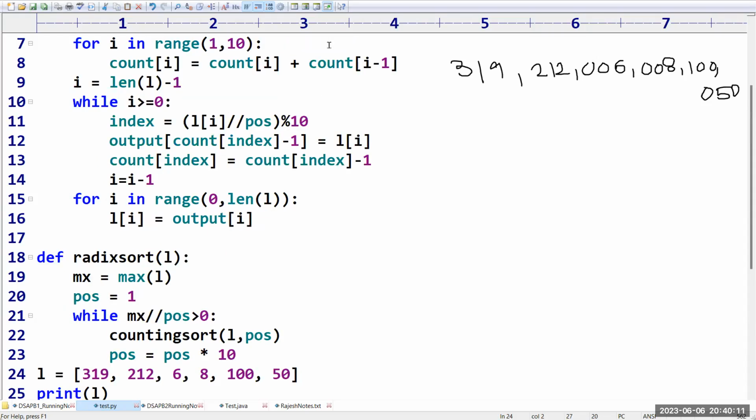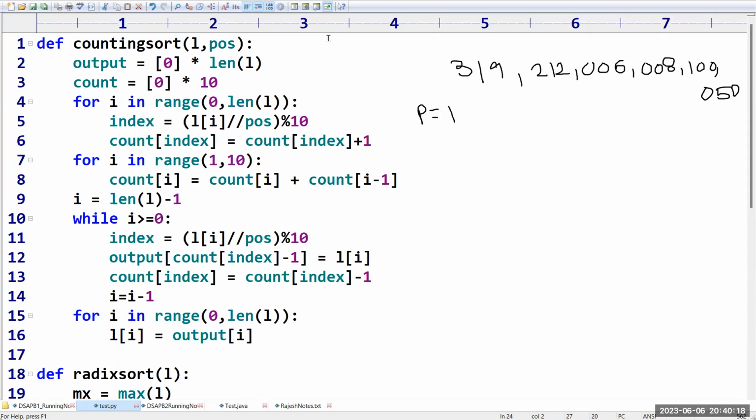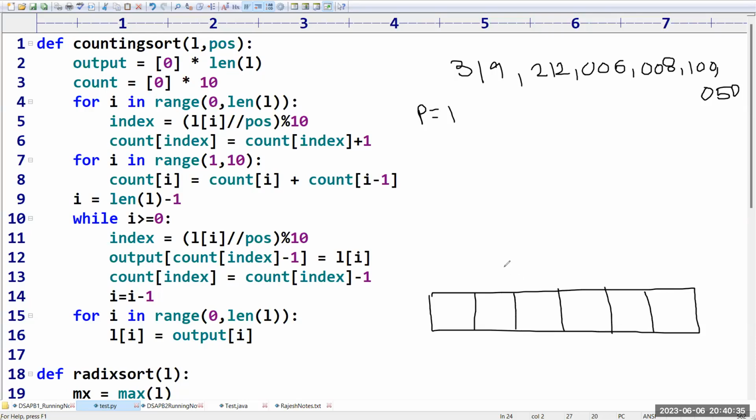So here, position is nothing but, initially, your position value will become 1 unit position, right? That's why. So now I'm creating an output array with how many elements? The length of the list: 1, 2, 3, 4, 5, 6 elements are there. So the output array is going to hold 6 values.